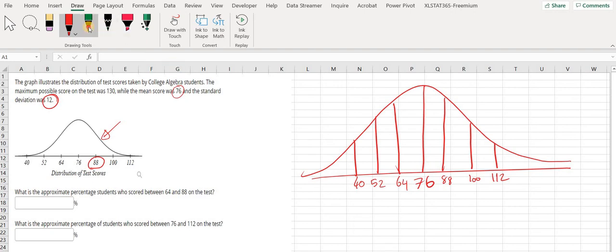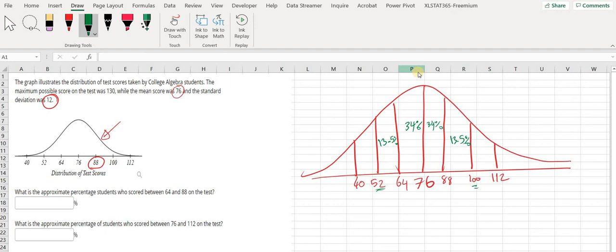So following the empirical rule, we know that 68% is within 1 standard deviation of the mean. If you split it in half, that's going to give us 34% here and 34% there. And then we know that 95% of the data lies within 2 standard deviations of the mean. So between 52 and 100, that is 95% of the data. So this part is 13.5%, and this part is 13.5%. If you add all of these together, they're going to give you 95%.